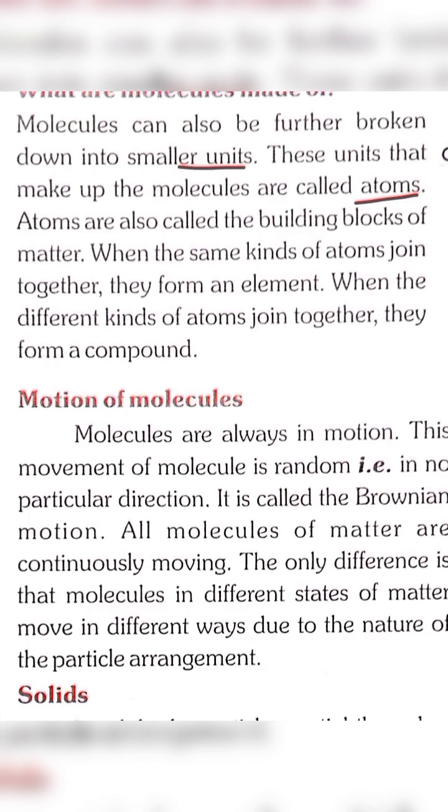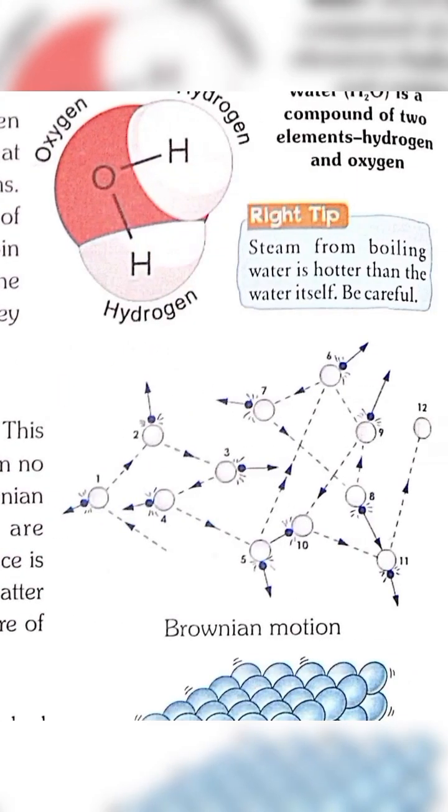When the same kind of atoms join together, they form an element. When different kinds of atoms join together, they form a compound. For example, a compound is water.